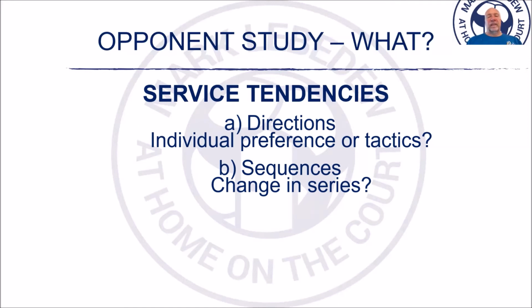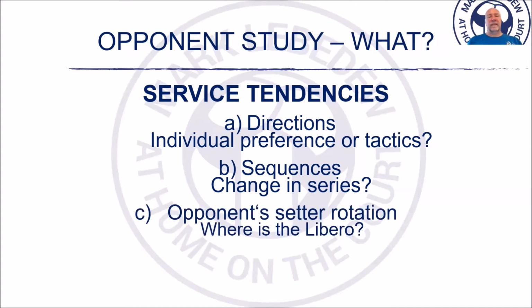And sequences. What we see more and more is servers that change during a series, either by changing their starting position, changing their target, or changing the type of serve that they use. Sometimes they do this in series. And one thing that I study a lot is actually the opponent setter position, and particularly where is the libero.